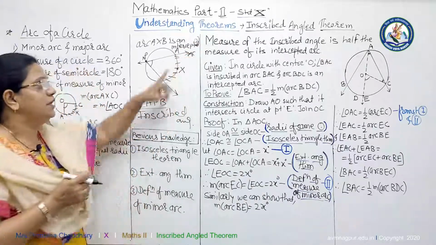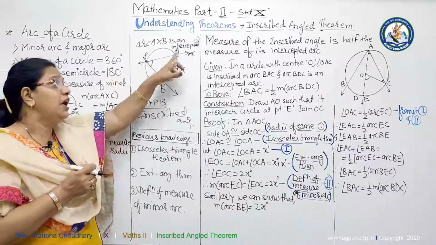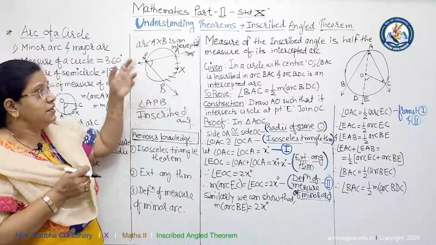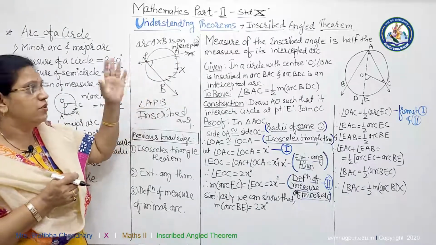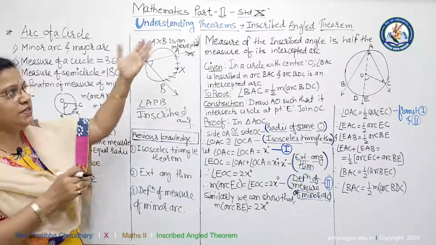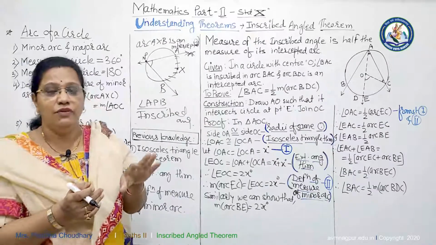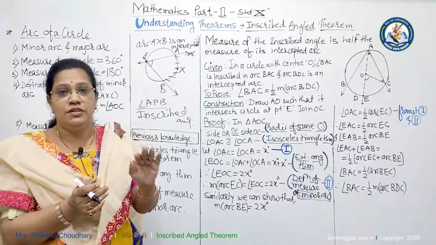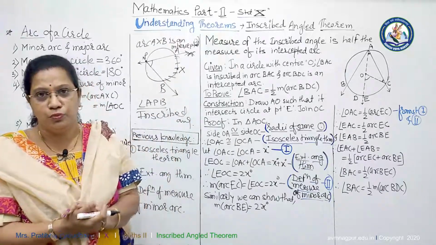And here we can say that angle PAPB is inscribed in the arc APB and its intercepted arc is AXB. Okay, so this is inscribed angle and intercepted arc. What is this inscribed angle? The measure of the inscribed angle is half the measure of its intercepted arc. This is the inscribed angle theorem that we are going to prove.